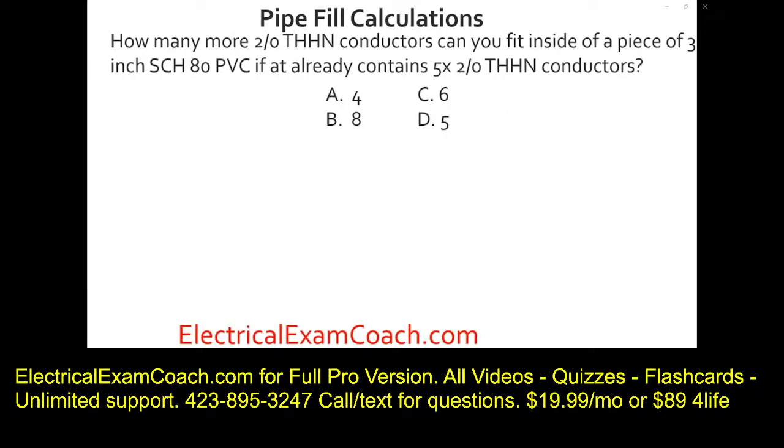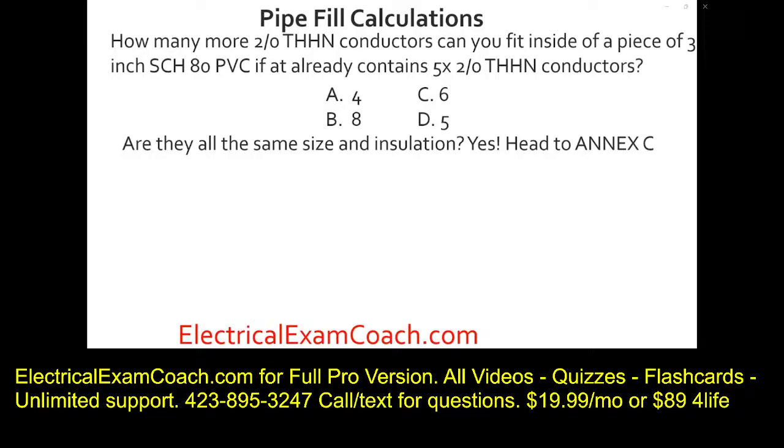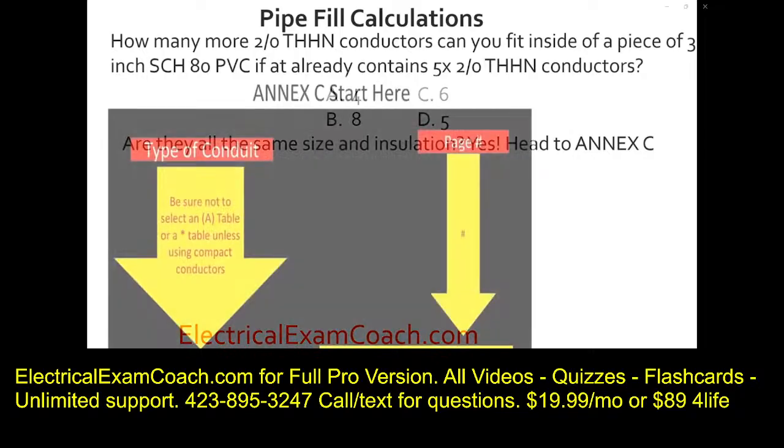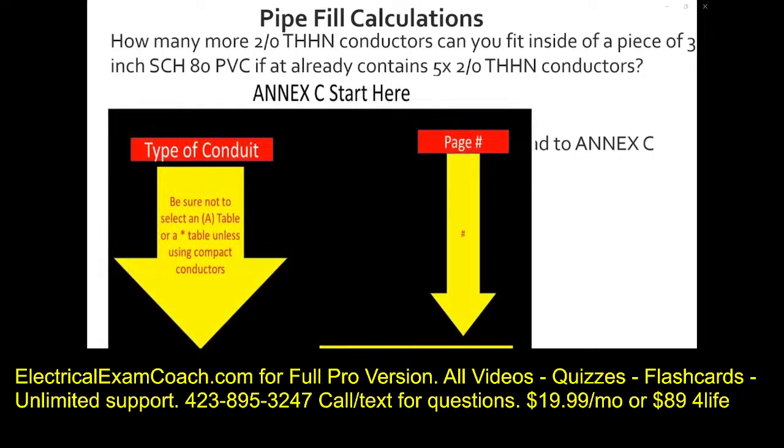How many more 2/0 THHN conductors can you fit inside of a piece of 3-inch Schedule 80 that already contains 5 2/0 THHN conductors? Well, the first question we're going to ask is, are they all of the same size and insulation? Yes, so let's head to NEC. When we get to NEC Start Here, we're going to start on the left-hand side until we find our conduit, being sure that we're not in the A version of the table. Then we're going to cross over and find our page number.